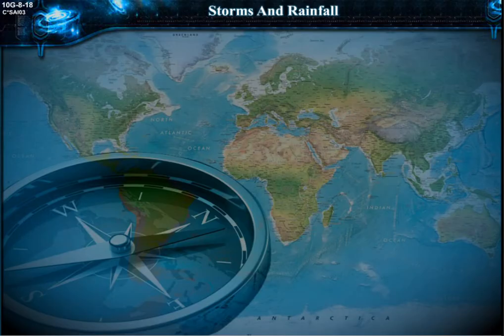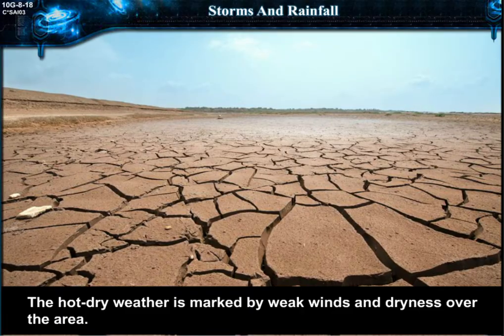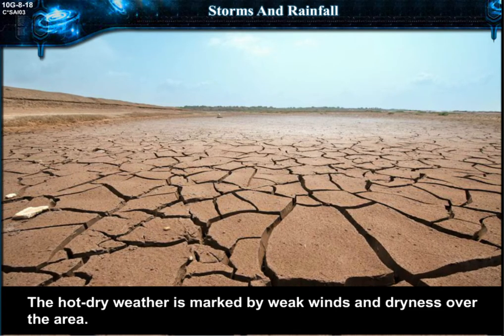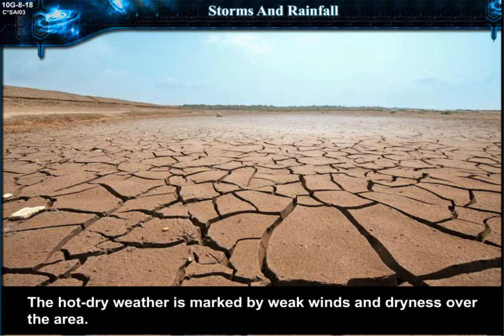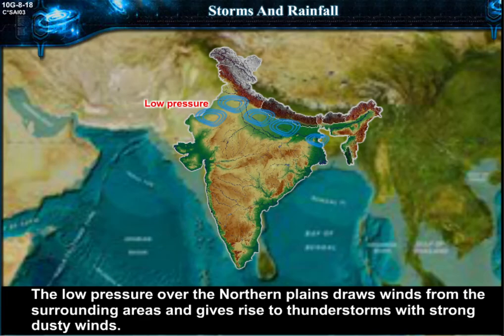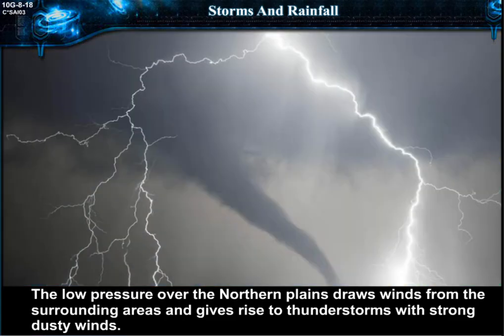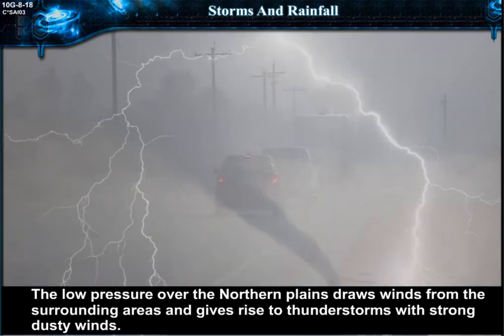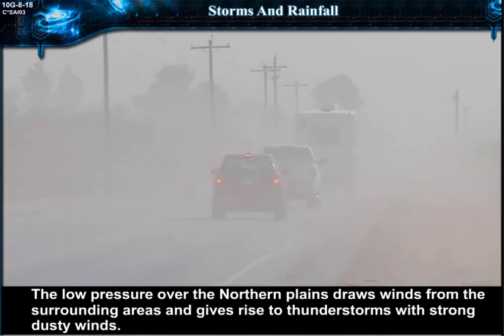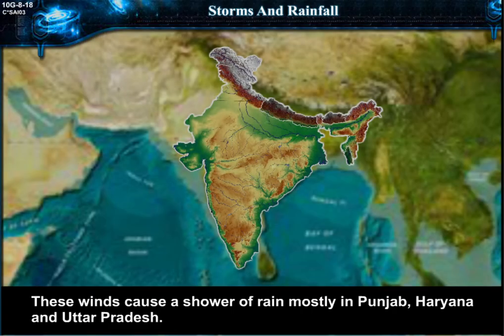Storms and rainfall. The hot, dry weather is marked by weak winds and dryness over the area. The low pressure over the northern plains draws winds from the surrounding areas and gives rise to thunderstorms with strong dusty winds. These winds cause a shower of rain mostly in Punjab, Haryana and Uttar Pradesh.